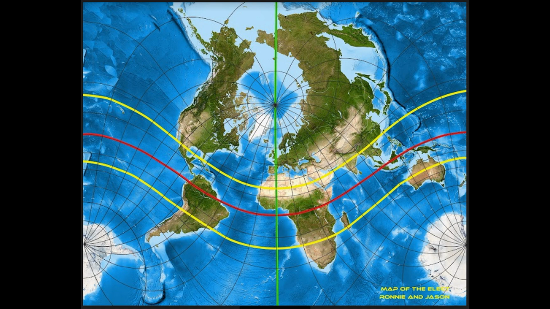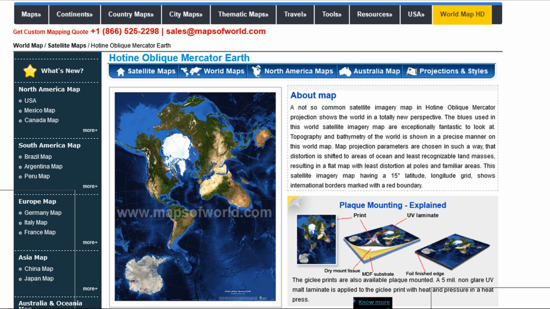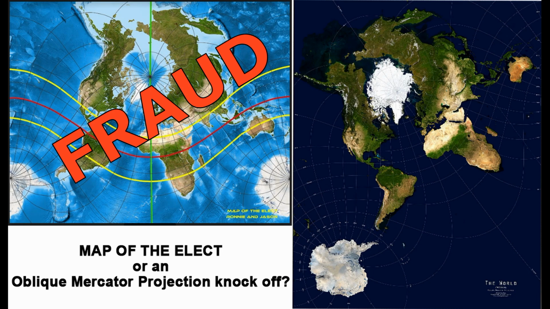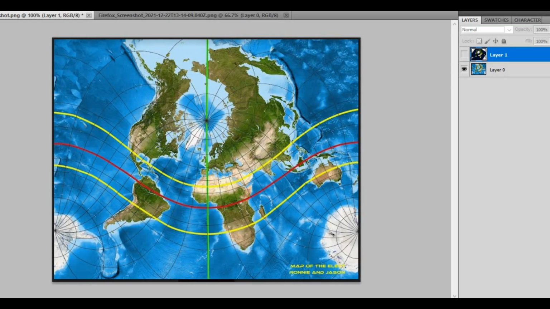When I first came across this map, I knew it looked familiar. I had seen it before. In fact, the so-called flat Earth map is not a flat Earth map at all. It's an old existing map called the oblique Mercator projection of the globe. This so-called map of the elect is a fraud. This map was not created by flat earthers. It can't be, because it's a projection of the globe.